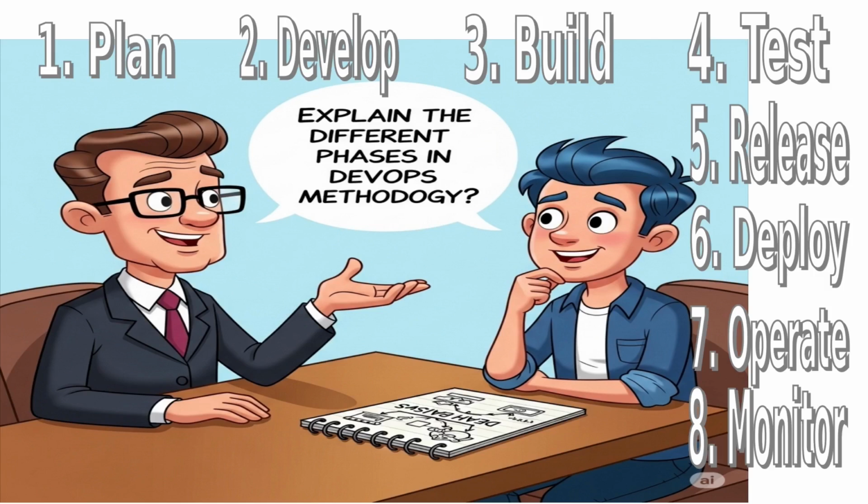6. Deploy. This includes delivering code to production or staging environments. 7. Operate. This includes monitoring and maintaining infrastructure, ensuring availability. 8. Monitor. This includes tracking performance, user feedback, and errors. Good start. That covers the DevOps lifecycle well. Let's move on to the next question.